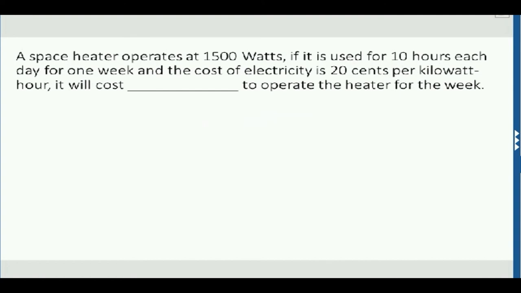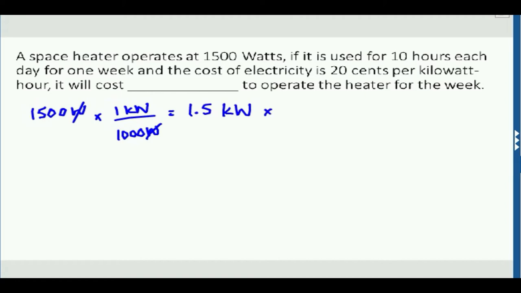Now, here's another one. It's still using 1,500 watts, but we're going to figure out how much it costs. Our space heater uses 1,500 watts. If it's used for 10 hours each day for a week, and the cost of electricity is 20 cents per kilowatt hour, how much will it cost for a week? So we're going to take 1,500 watts and convert it to kilowatts. Then if we use it for 10 hours a day, we're going to get 15 kilowatt hours a day.